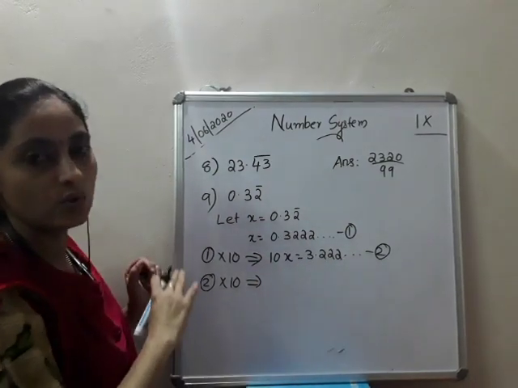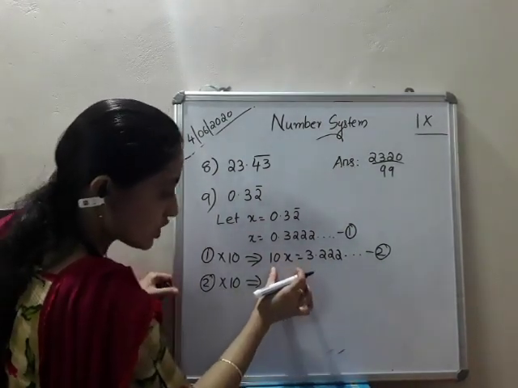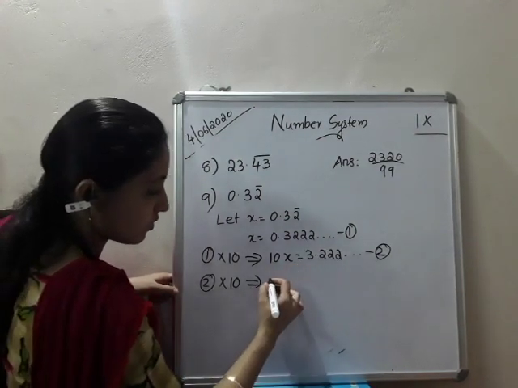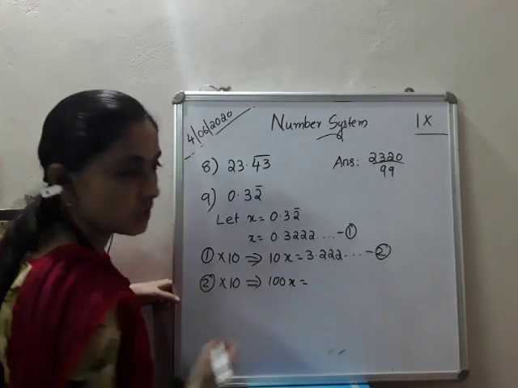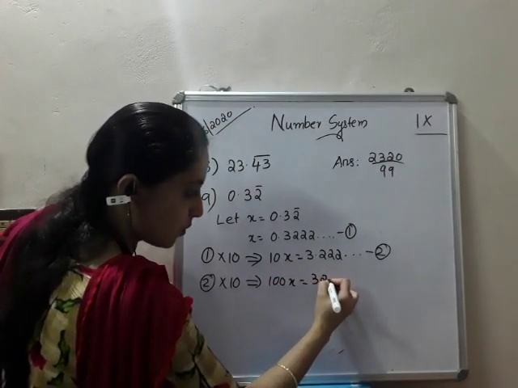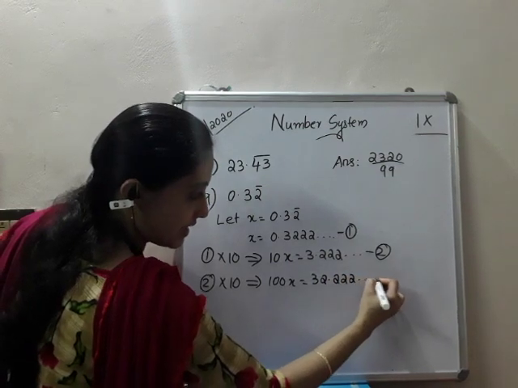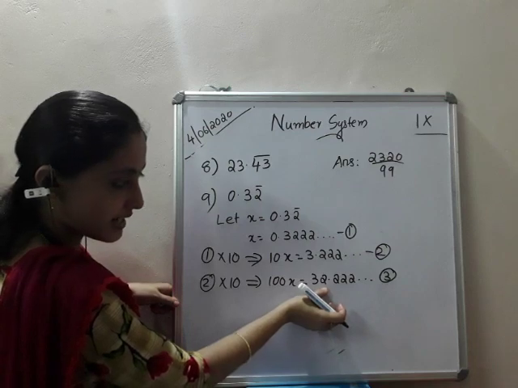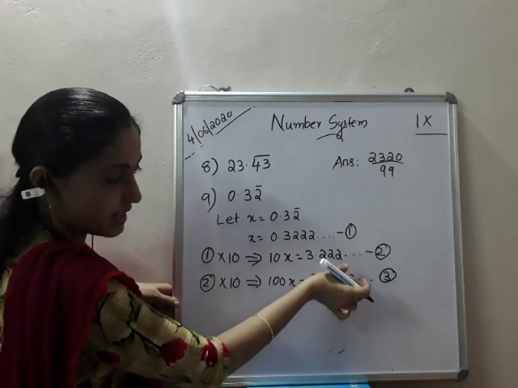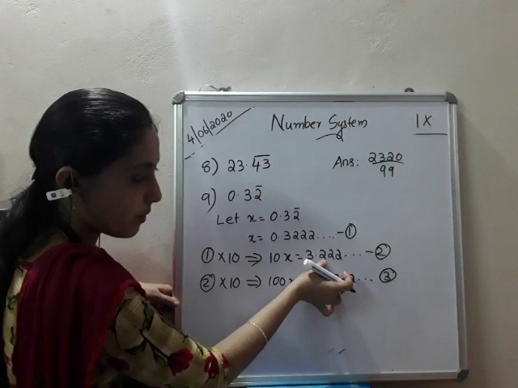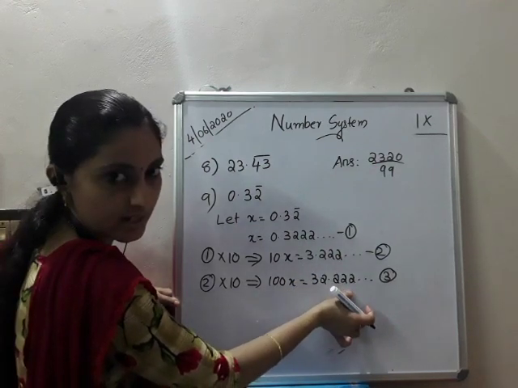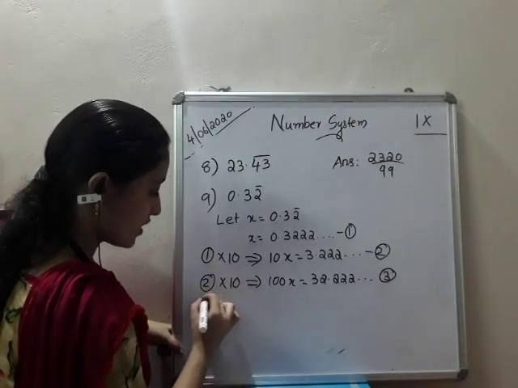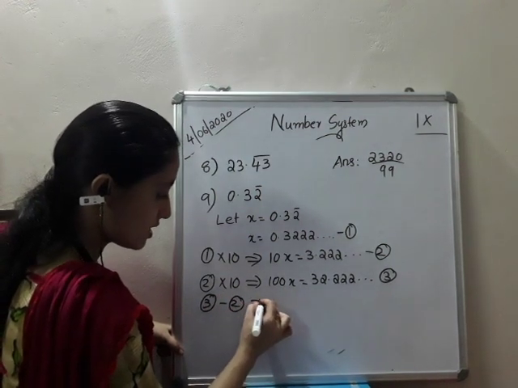That is similar to what we did earlier. So equation 2 only you have to multiply. Equation 2 is 10x. 10x into 10 is 100x. 100x is equal to 32.222 etc. That is equation number 3. Hope you understood now. While subtracting equation 2 from equation 3, 0.22 is there here also, so you can directly cancel. Equation 3 minus equation 2 gives the next step.